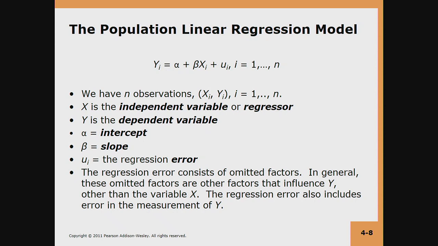Now the subscript i is the individual unit, whatever we're looking at. For student-teacher ratio, it's going to be the classrooms. And the 1, dot dot dot, n is saying that that's the number of units. So say we have 420 different classrooms in our example. This i is going to be from 1 all the way up to 420.